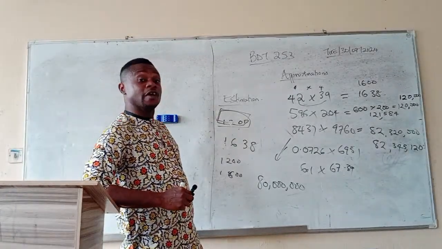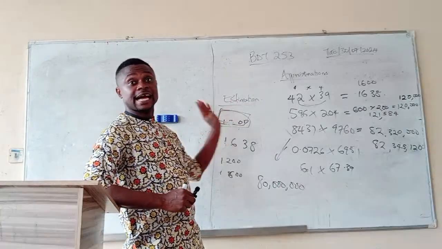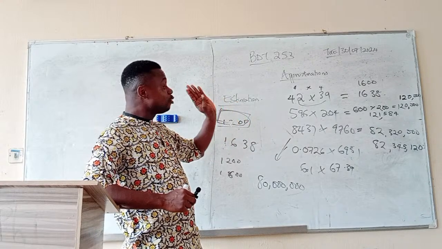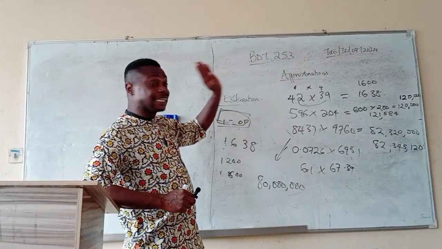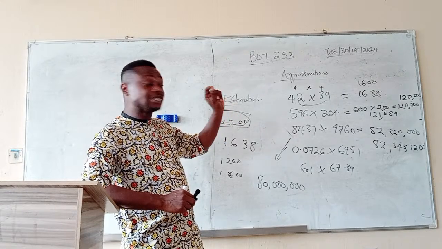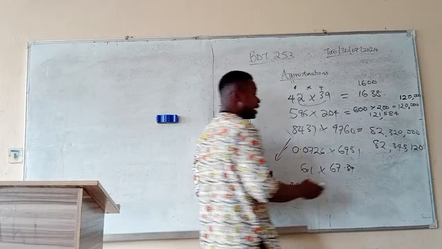If you can comfortably look at this and do 84 times 98 and add two zeros and get your answer sharply, am I communicating? If you comfortably look at this and say 84 times 98 and get your answer and add two zeros, this is a better estimation.